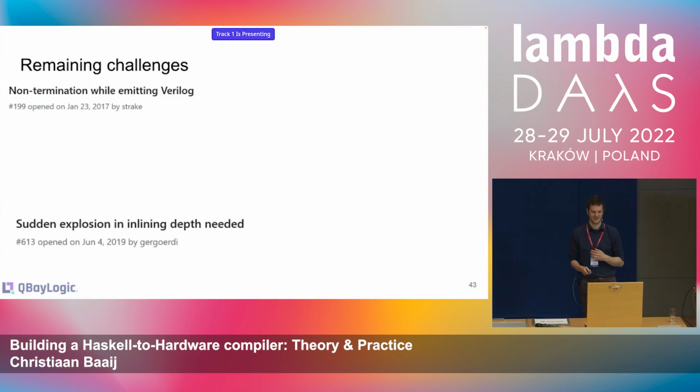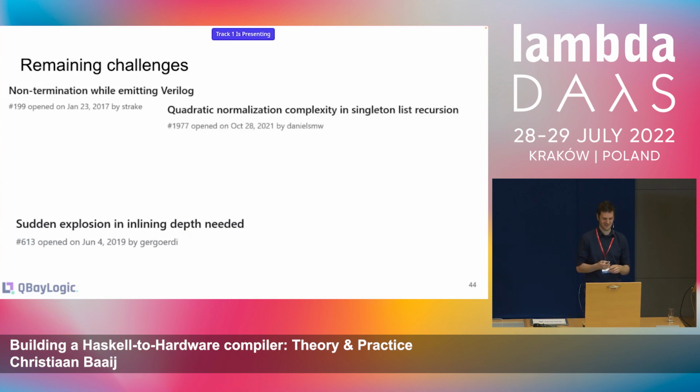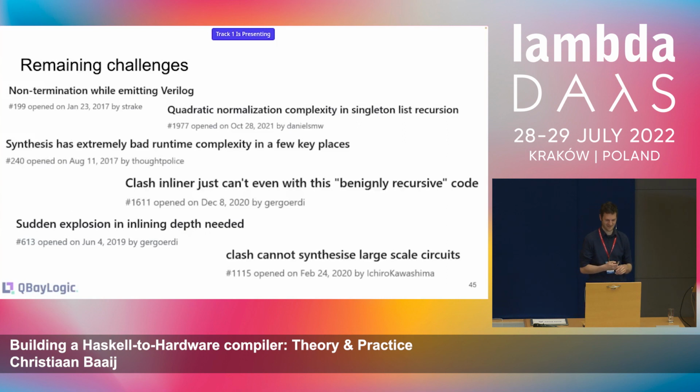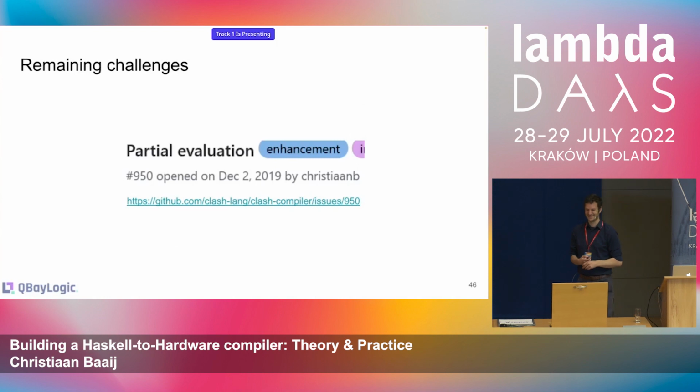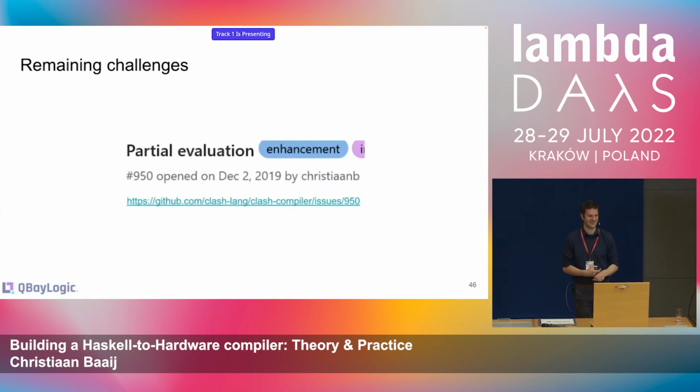So there's a lot of issues on the GitHub issue tracker: sudden non-termination, sudden explosion, quadratic, well, that might sometimes be exponential, bad runtime complexity, Clash inliner. Bad, basically. So one of the remaining challenges that we still have is in this issue called partial evaluation.